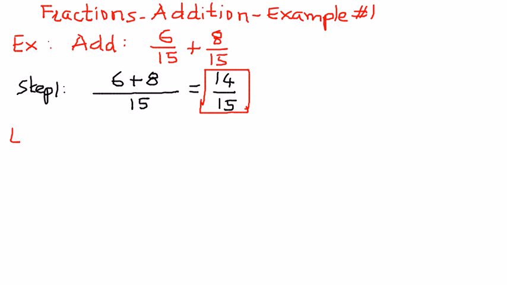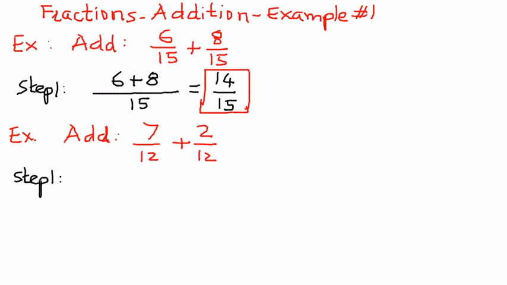Let's look at another example. Let's say we want to add these two fractions with the same denominator. So we have 7 over 12 plus 2 over 12. As long as the denominators are the same, we're going to write the denominator once. Let's write a step here. The common denominator is 12 for both these fractions. Then we come back and combine the numerator parts for these two fractions.